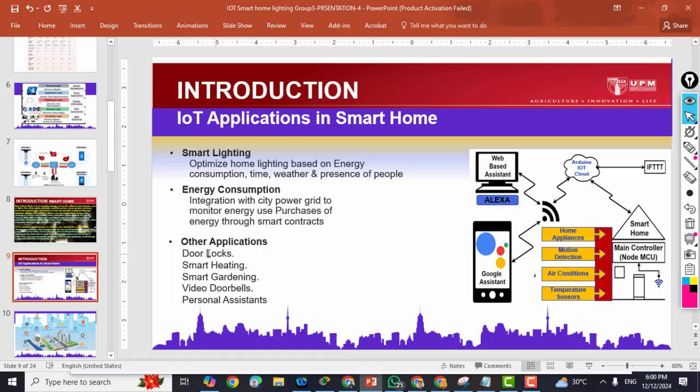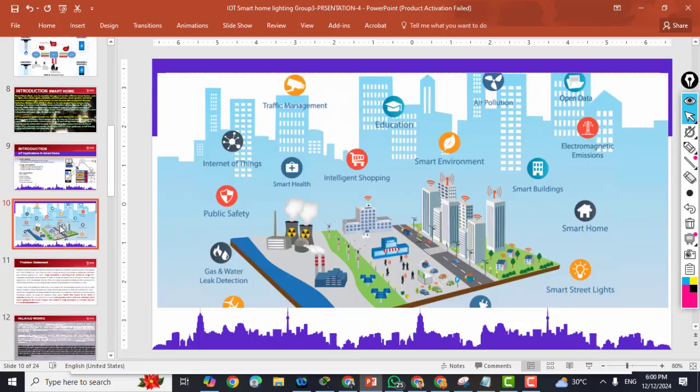Also, we have different applications like door locks, smart heating, gardening, video doorbells, personal assistant, as we'll see in our configuration. So let's talk about smart cities very briefly. As you see from here, we have many applications in smart cities. Those applications are very good for management and time efficiency, and automation for better experience and timing.